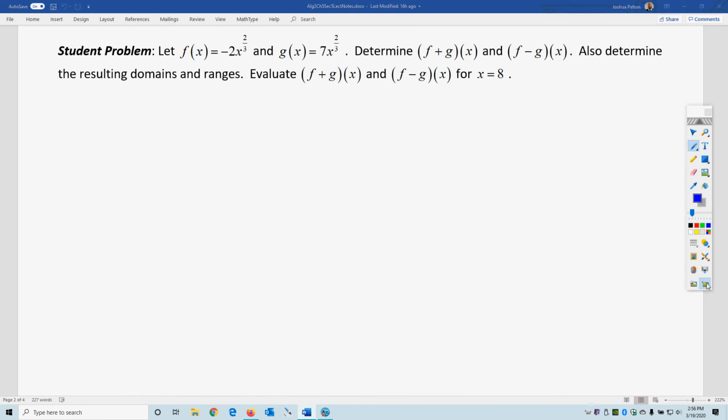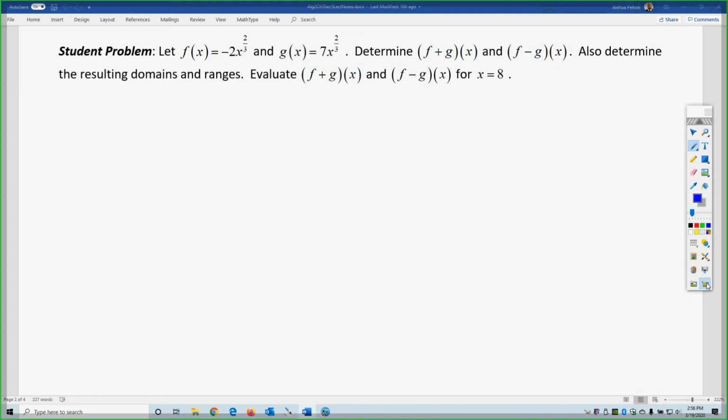Okay, for the student problems, we want to do f plus g of x and f minus g of x. We want to do both. So we'll do f plus g on this side, so we get negative 2x to the 2/3 plus 7x to the 2/3. And over here we'll do f minus g of x.